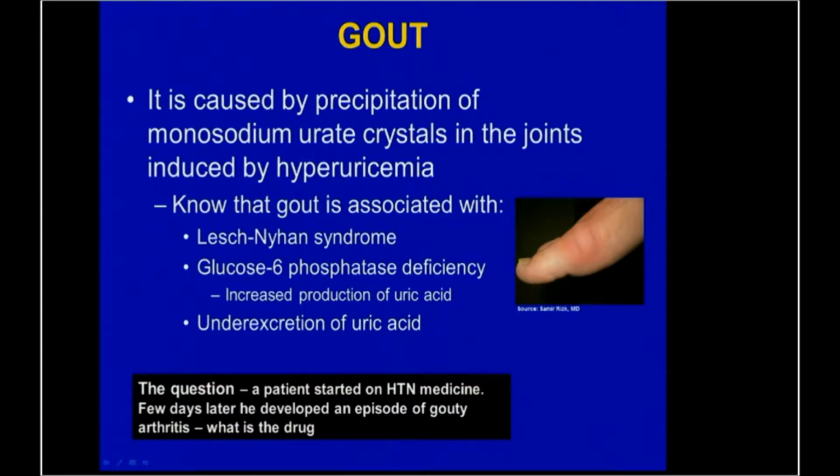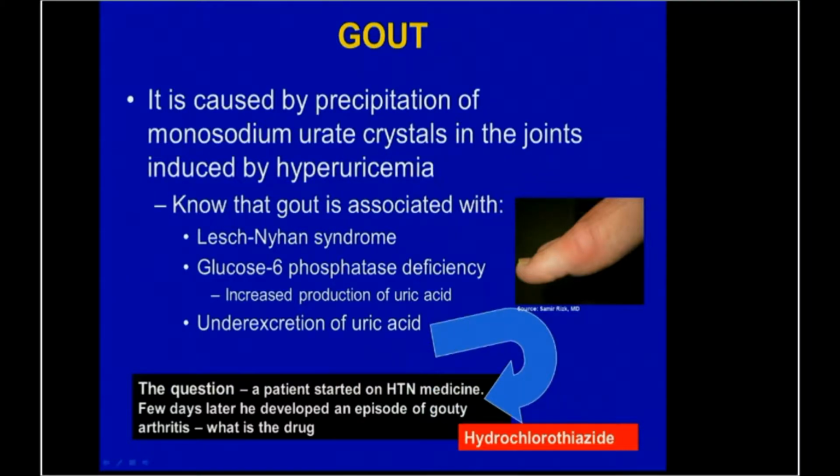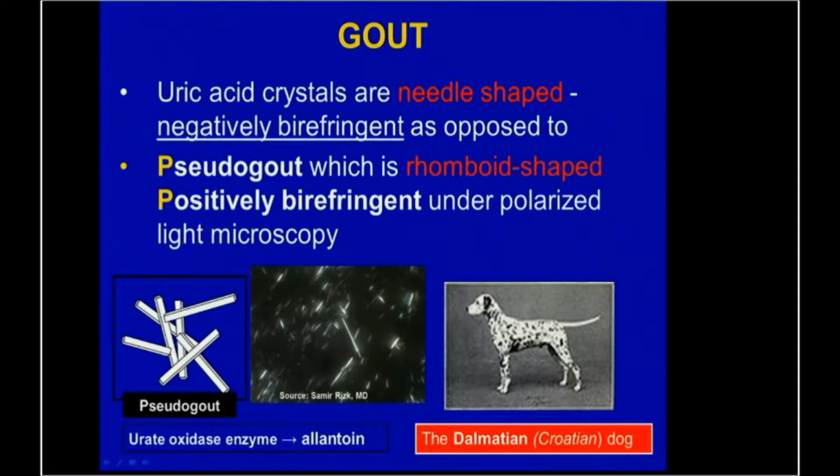Question. Your patient has been started on antihypertensive medication. A few days later, he developed an episode of gouty arthritis. What is the medicine? That's hydrochlorothiazide, and it can cause under excretion of uric acid and precipitate the episode. Most probably it is going to be a patient who has a history of gouty arthritis.